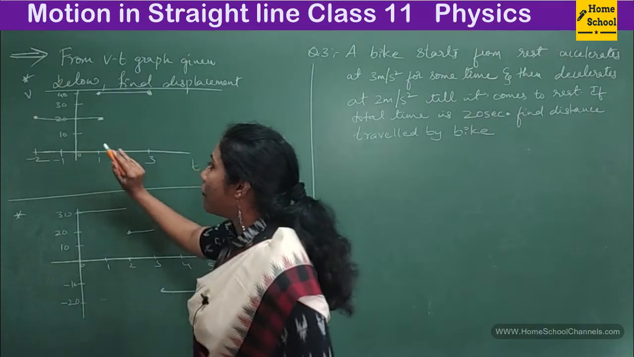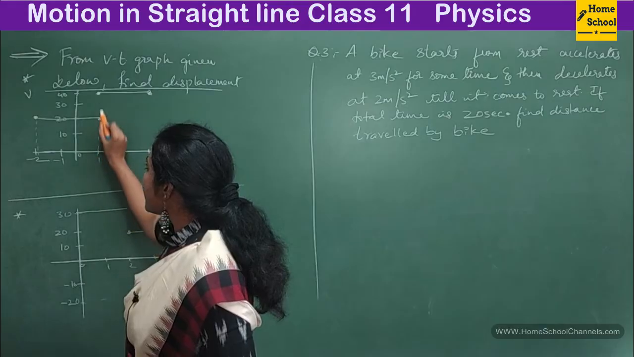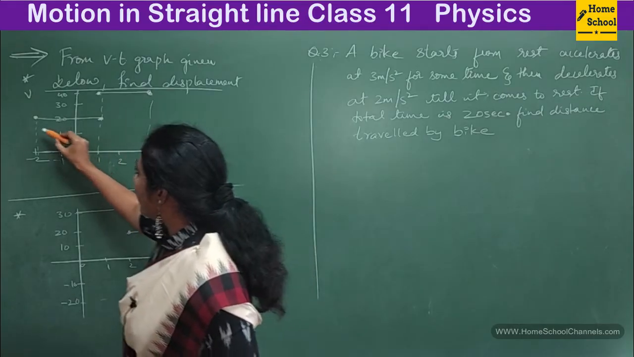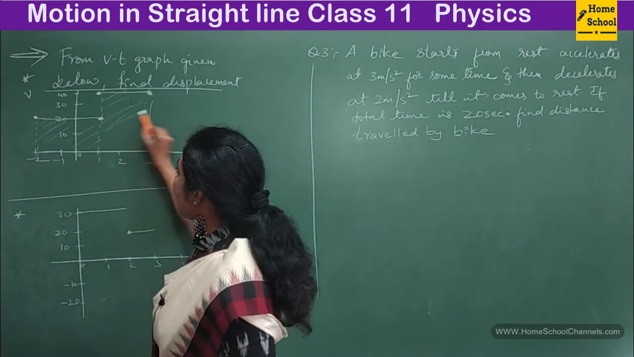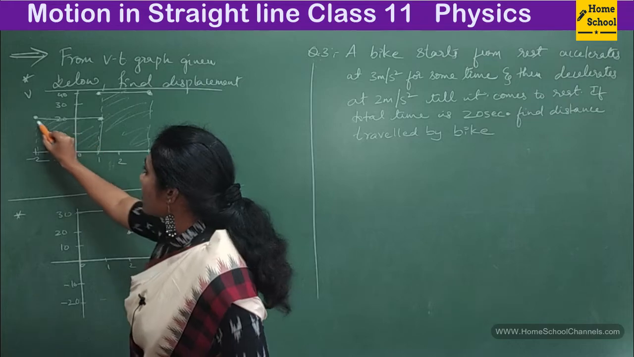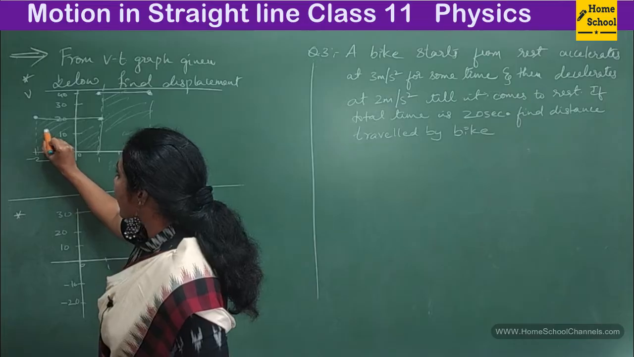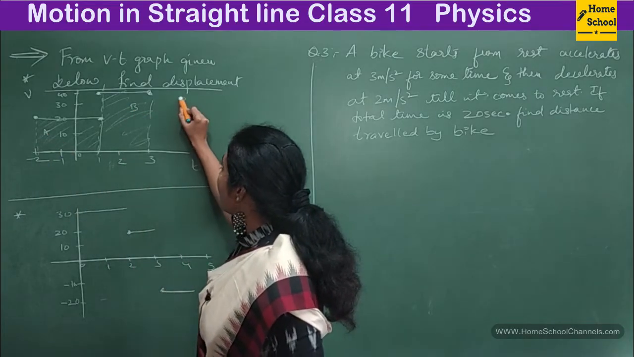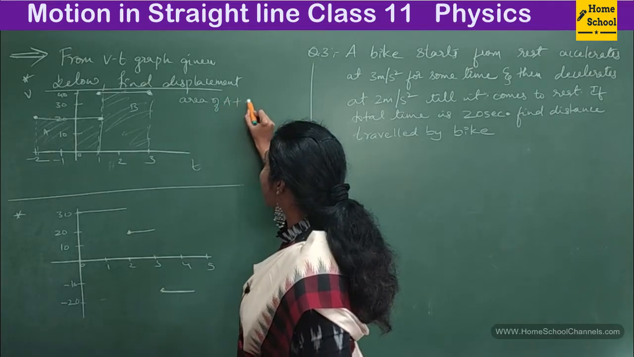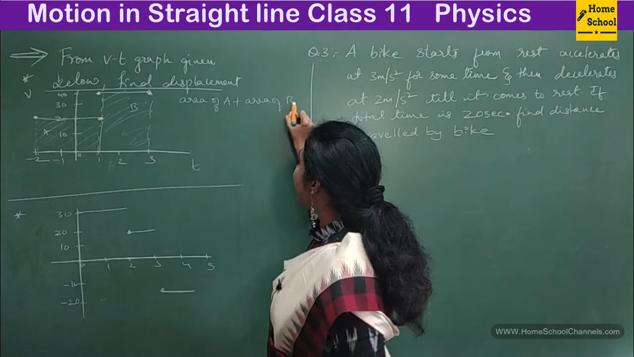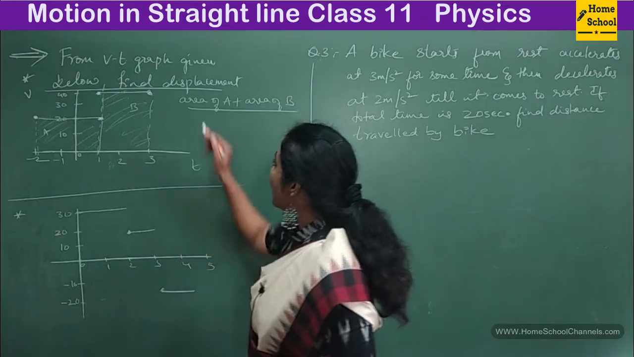Area under the graph. So the area of this line, that means this area and this area, right? I hope you understood what I'm talking about. This is one rectangle, this is another rectangle. Let me call this rectangle A, rectangle B. So for displacement, you have to find the area of rectangle A plus the area of rectangle B.